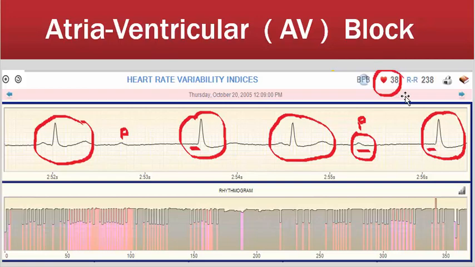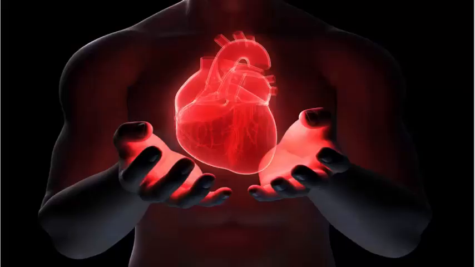Especially when you see the heart rate is very, very low. In this case, we see the heart rate is 38. So this is the sign of atrioventricular block. Sometimes it's going through, sometimes it's blocking. Sometimes it's no P wave, normal, no P wave, normal. So this is how we differentiate different rhythms of the heart rate. This is a quick review of different arrhythmias and different heart rhythm patterns.